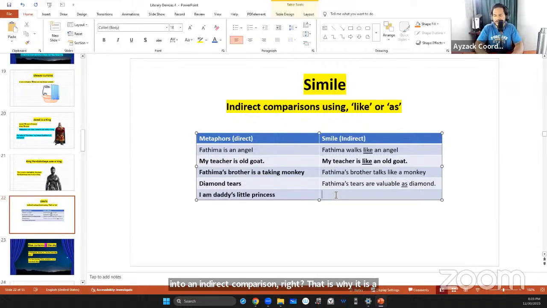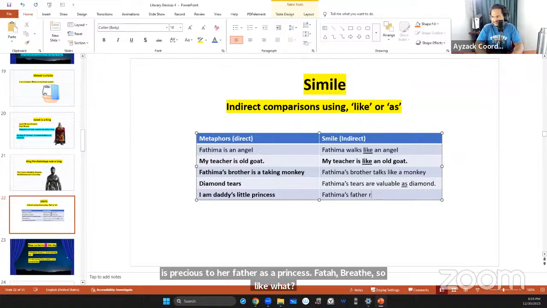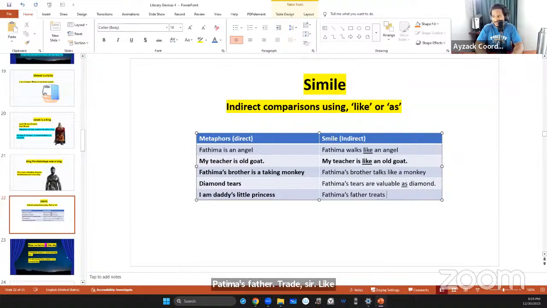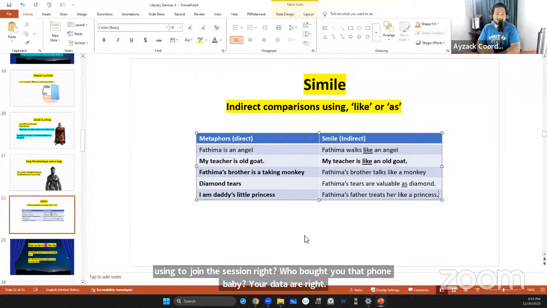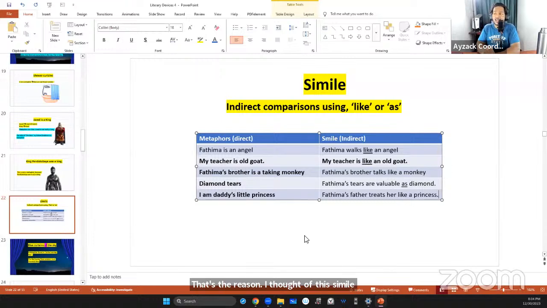Fatima is precious to her father as a princess. Fatima's father treats her like a princess. Isn't that true? Of course, right? True story. Now, for example, the phone that the Fatimas are using to join this session, right? Who bought you that phone, baby? Your dada, right? That's the reason I thought of this simile. Fatima's father treats her like a princess. Now, do you understand how similes work?